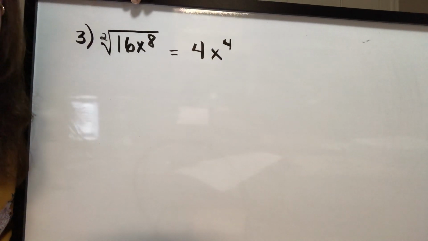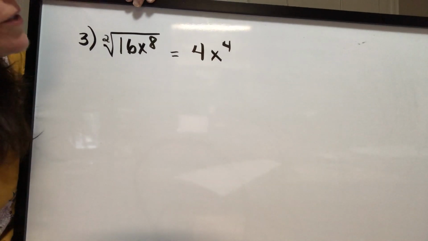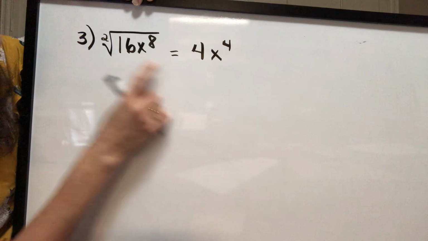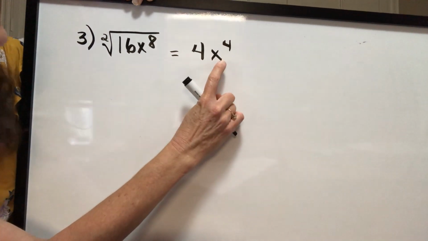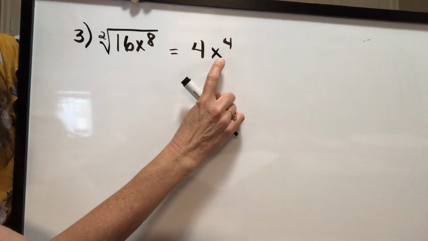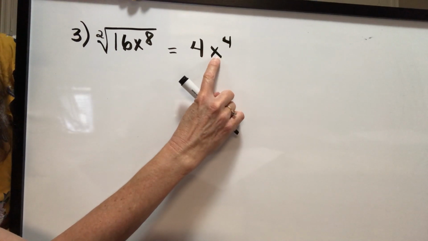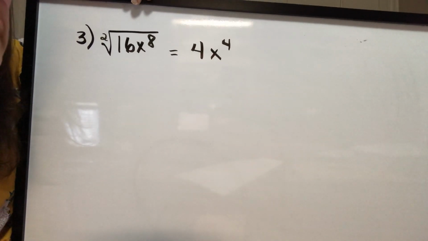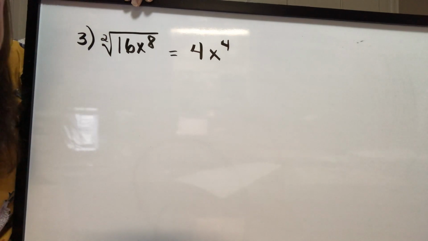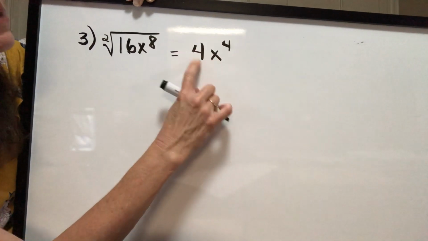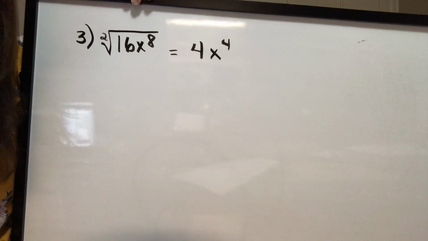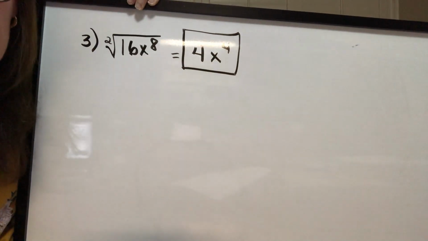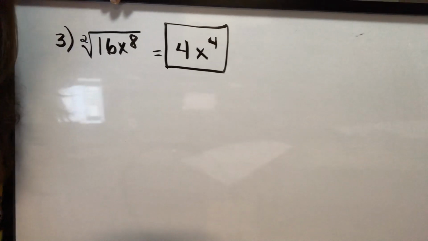Now it says use absolute value symbols when necessary. Here's the deal with absolute value. When this is an even number, like it is, a 2, you don't want to have a negative number over here. So you have to test plugging in a negative number for x. What would happen if I plugged in a negative number and raised it to the 4th power? Well, any number that is negative raised to a power of 4 is going to end up being a positive number. So no matter what I put in for x, this is going to be a positive answer. So I do not need any absolute value there. So 4x to the 4th, that's my answer for number 3. That's it. No absolute value needed there.